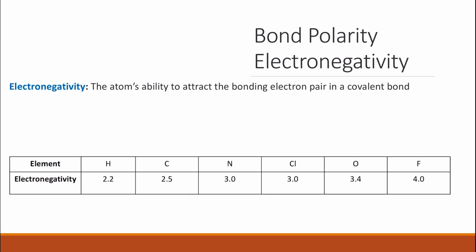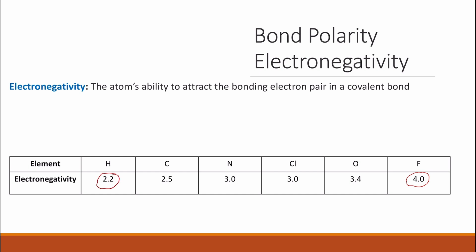The electronegativity of different elements is measured on a scale where each atom has a certain electronegativity, or ability to attract the bonding electron pair. The higher the value, the more electronegative the element. So we can see here fluorine has an electronegativity of 4 and hydrogen, for example, has an electronegativity of 2.2.